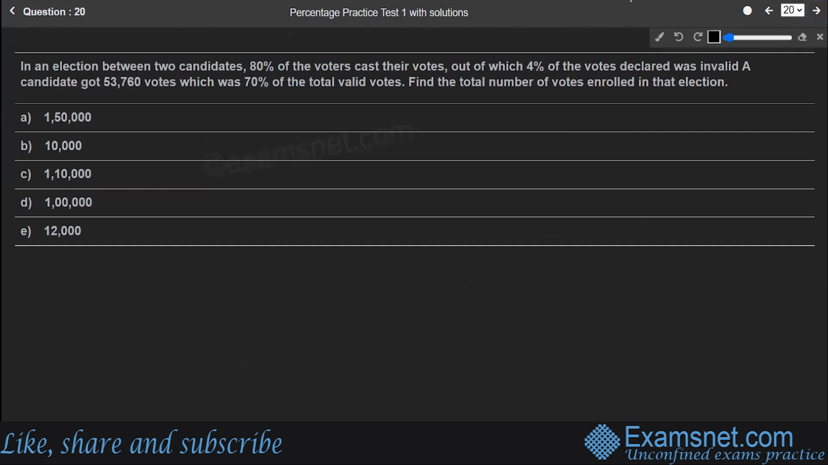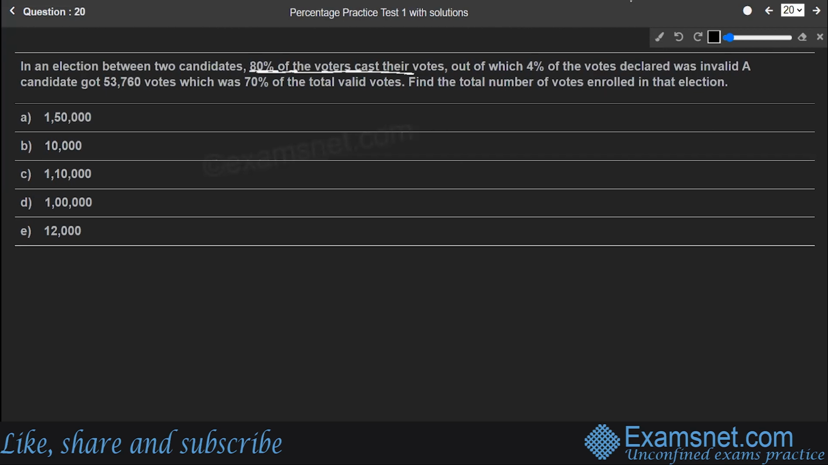Now, he says in an election between two candidates, 80% of the voters cast their votes. So out of the people enrolled in the list, only 80% could go and cast their vote. Then 4% of the votes declared were invalid. So out of whatever number of people cast their vote, 4% were invalid. Invalid votes have no role in deciding the winner, so they are completely wasted. So the total valid votes are the main vote bank from which the winner and the loser are decided. Ultimately we will have to reach the valid votes number.